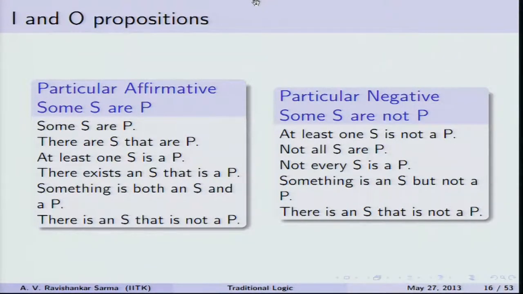In the same way, the I and O propositions which you come across sometimes may not be in the standard format. The I proposition can simply be represented as "Some S are P", and it can also be "At least one S is P", or "There exists an S that is P". If you say something is both S and P, or there is an S that is not P, all these come under the I proposition, that is "Some S are P". "Some S are not P" is like this: at least one S is not P. "Not all S are P" means some are not P. "Not every S is P", "Something is an S but it is not P", and "There is an S that is not P" can all be translated into an O proposition. Non-standard forms can be translated into the standard format.